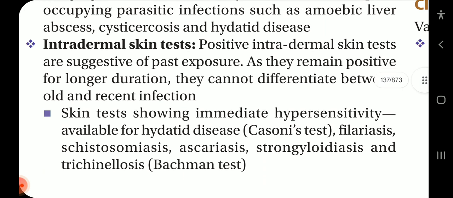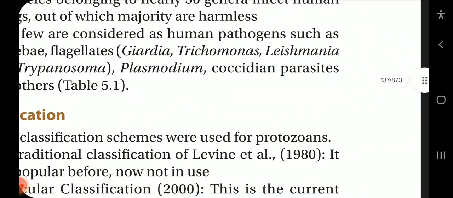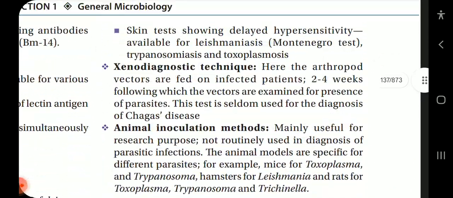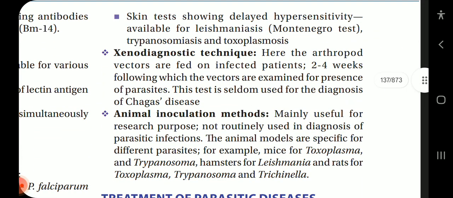Intradermal skin tests. Positive intradermal skin tests are suggestive of past exposure as they remain positive for longer duration. They cannot differentiate between old and recent infections. Skin tests showing immediate hypersensitivity are available for hydatid disease, Casoni's test, filariasis, schistosomiasis, ascariasis, strongyloidiasis, and trichinellosis, Bachmann test. Skin tests showing delayed hypersensitivity are available for leishmaniasis, Montenegro test, trypanosomiasis, and toxoplasmosis.